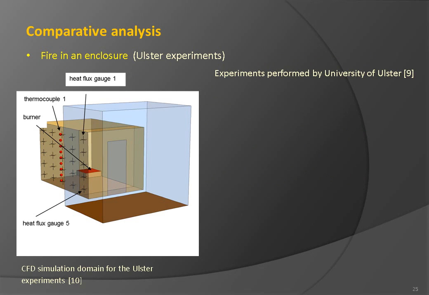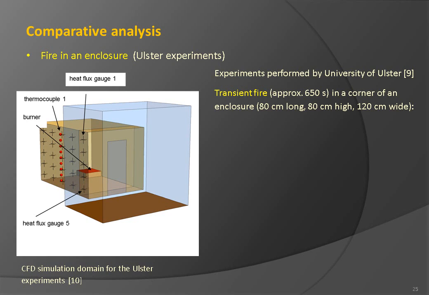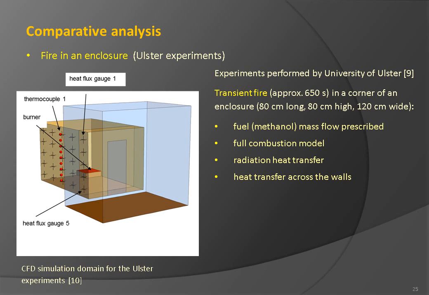The fire experiment in enclosure that will be discussed here was performed at the University of Ulster. The enclosure, representative of a scaled-down ISO container, was 80 cm long, 80 cm high, and 120 cm wide. A sand burner with a prescribed methanol mass flow rate was placed in a corner of the enclosure. The whole experiment lasted for 650 seconds.